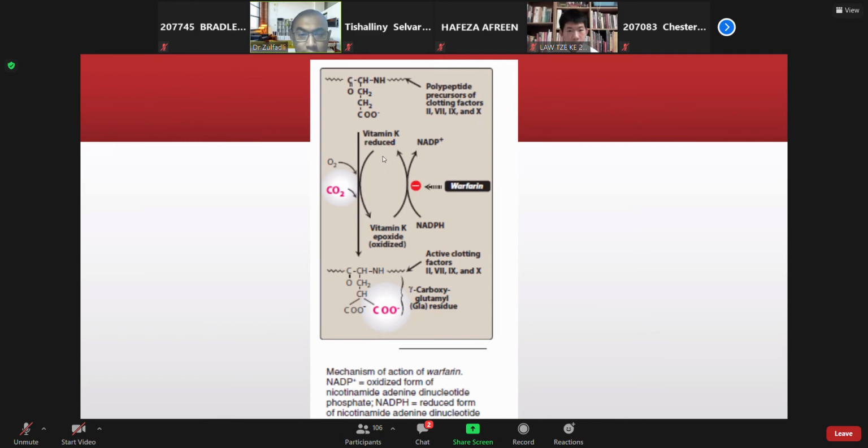So in order to stop the blood clot, warfarin inhibits vitamin K. So the clotting factors cannot be synthesized, so it will reduce the blood clotting event, or it can stop the blood clotting event. That is the mechanism of action of warfarin.